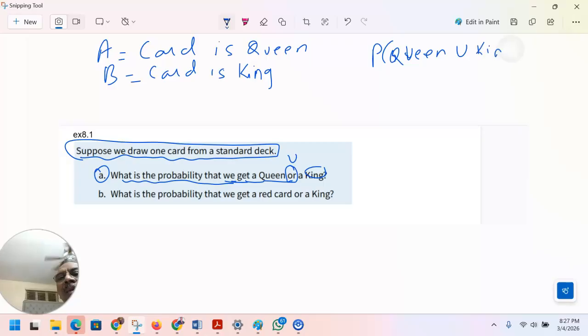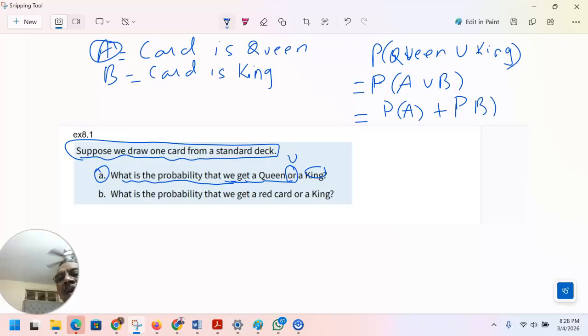So we can write this as the probability of A union B. By the addition rule of probability, that is the probability of A plus the probability of B minus the probability of A and B, which are the cards that are both queen and king.